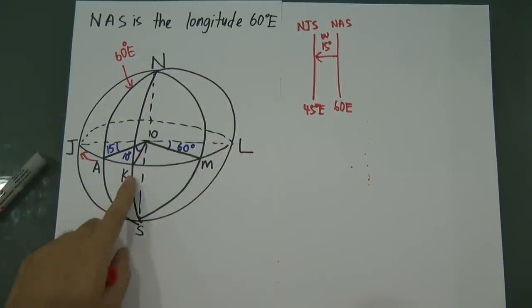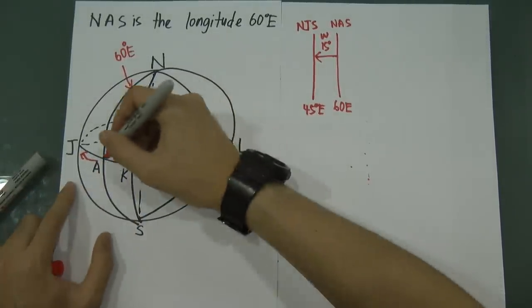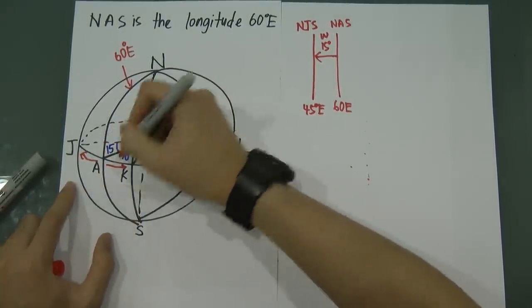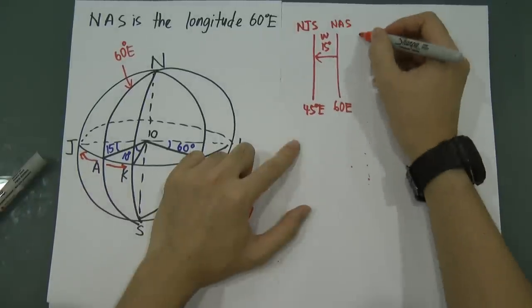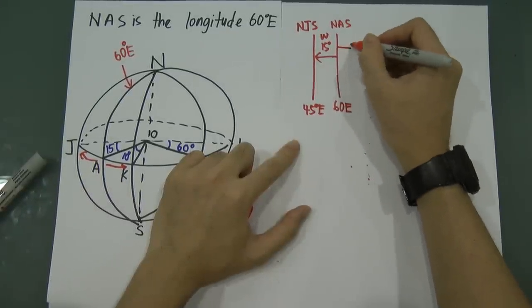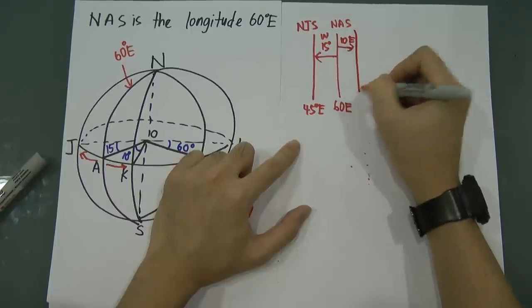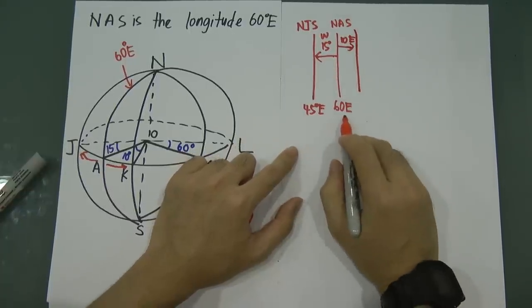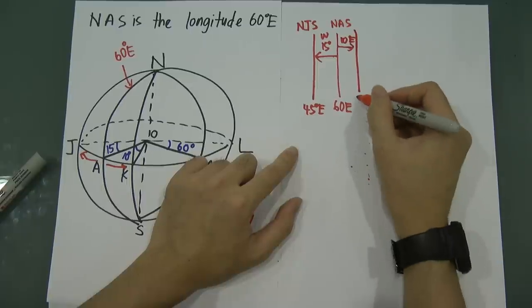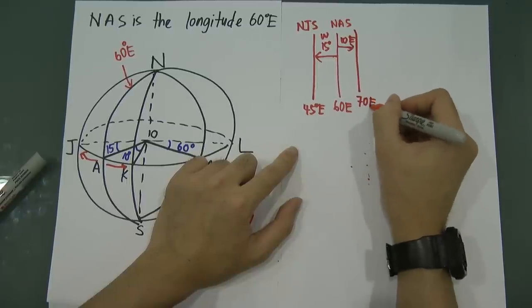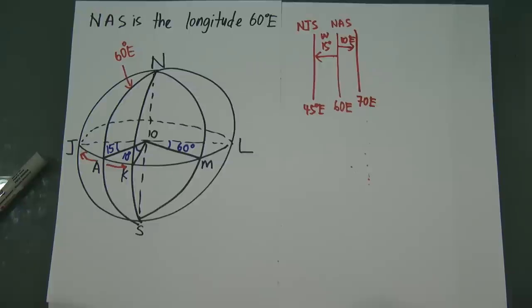Now for K. K actually he moved 10 degrees to the east. So from NAS, he moved 10 degrees to the east. So 60 east, move another 10 degrees to the east, we will get 70 east. Simple? And then he asks you to find M.